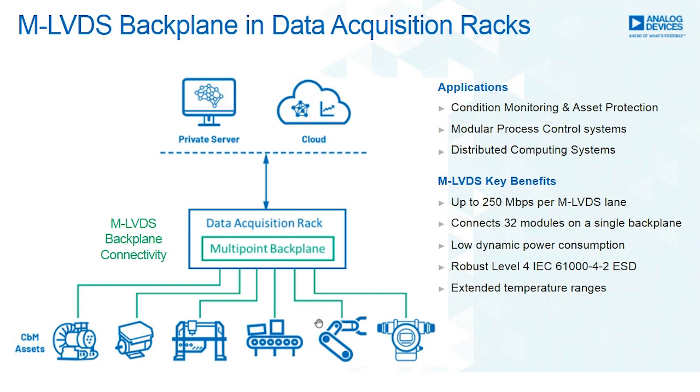The compact form factor of the latest M-LVDS transceivers from Analog Devices means this can be scaled with multiple lanes for more bandwidth. And M-LVDS transceivers from Analog Devices are robust against ESD events, and they're designed for live insertion and removal from a powered backplane without damage or any glitches appearing on the bus.